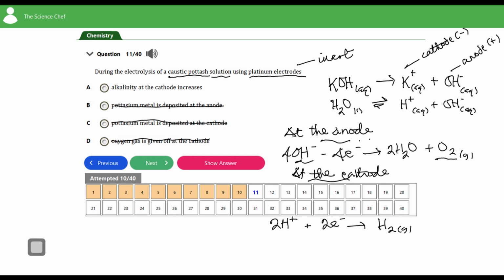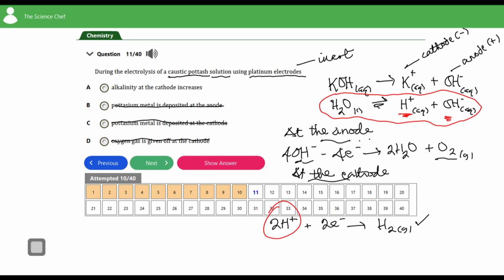But how can we explain that alkalinity at the cathode increases? Okay, let's see. At the cathode, we've confirmed that hydrogen gas is liberated, is it not? Great. So if hydrogen gas is liberated, what do you think will happen to this equilibrium reaction between water and hydrogen ions and hydroxide ions? Remember, for hydrogen gas to be liberated, hydrogen ions will have to be removed. So if hydrogen ions are removed from the solution as hydrogen gas, what do you think will happen?